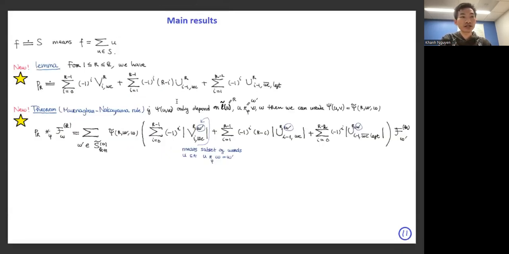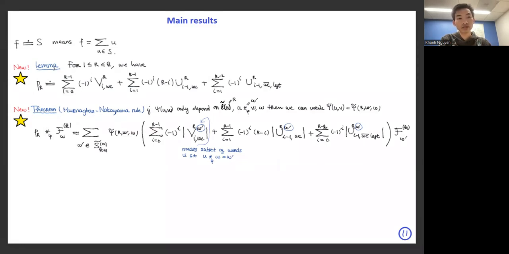Now I will state the main result. To be simple, I first denote, I use some kind of notation here. I put F equal, and I put a dot above and some S, meaning F is the sum of all elements U when U are taken from S.